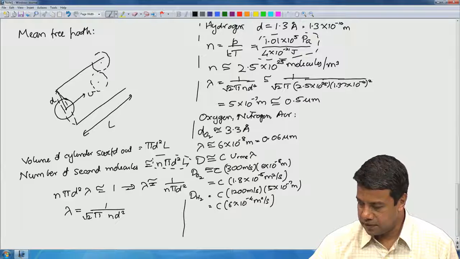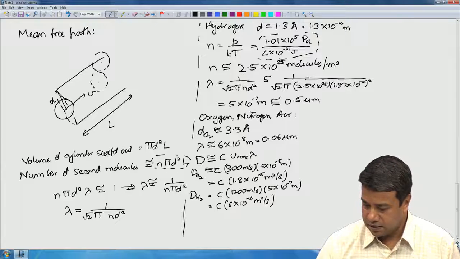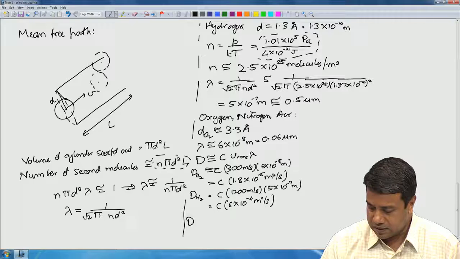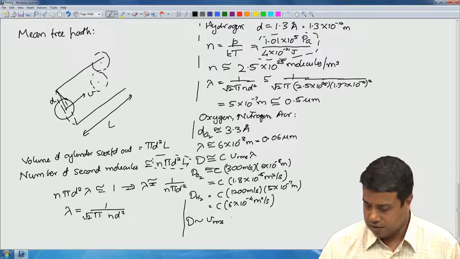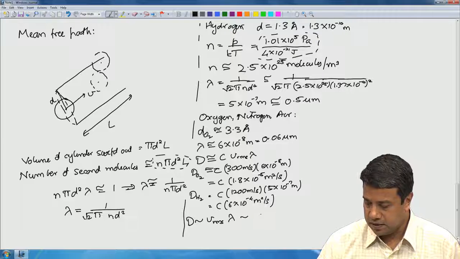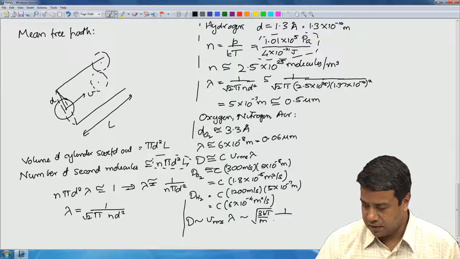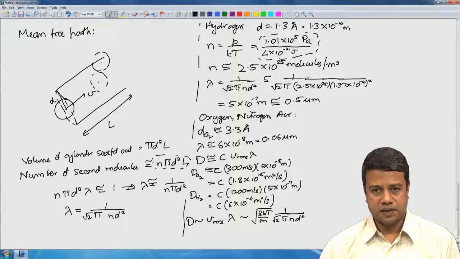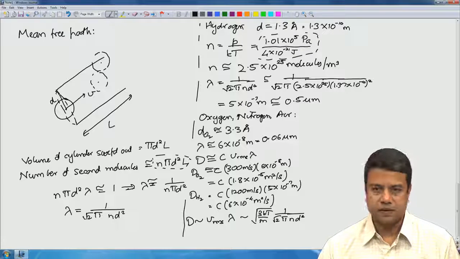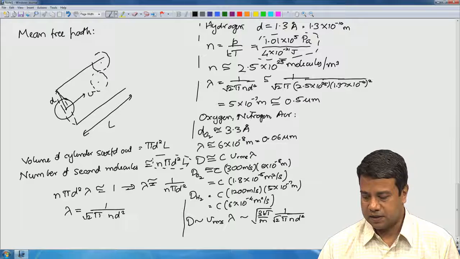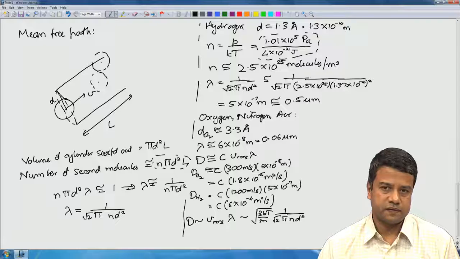Note that we had earlier said that the diffusion coefficient goes as Vrms times the mean free path, which is root of 3 kT by m, the root mean square velocity, and 1 by root 2 pi n d square. So, this is the dependence. This is the dependence on the number density, the molecular diameter, and the molecular fluctuating velocity.